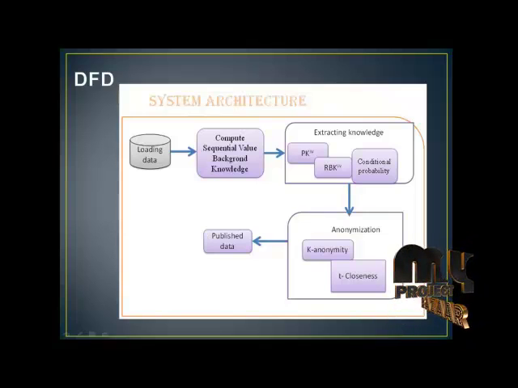In the first step, we have to load a medical data set into our database. Then we fetch the loaded data set from the database to start computing its sequential value background knowledge, which is used for further calculations. Then we start our knowledge extraction process. Under this process, we calculate the posterior background knowledge and the reversed background knowledge with the help of this evaluated sequential value, which acts as a conditional probability.